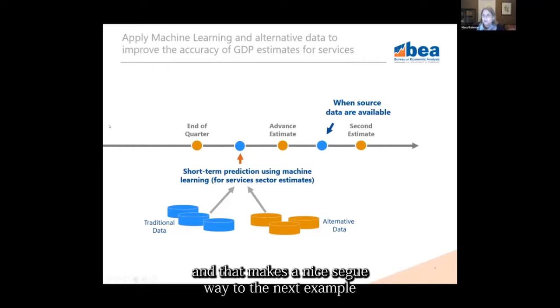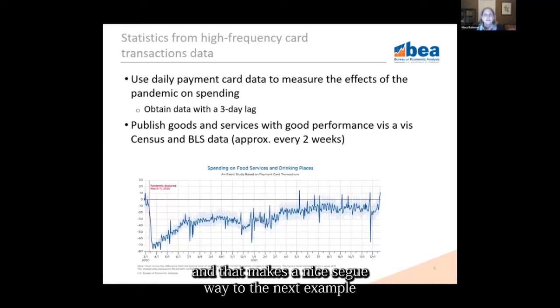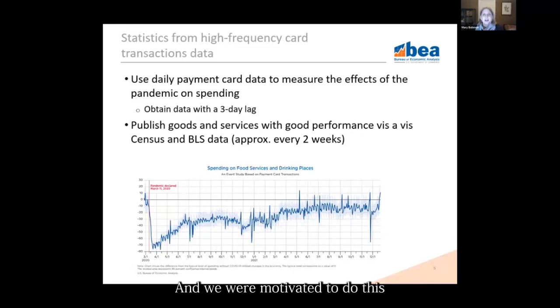And that makes a nice segue to the next example, where BEA is using that Fiserv card transaction data to develop more timely, high-frequency statistics. And we were motivated to do this to be able to measure consumer spending during COVID.